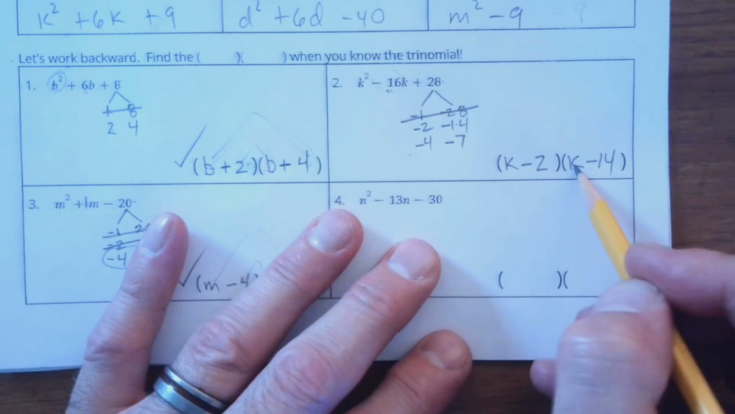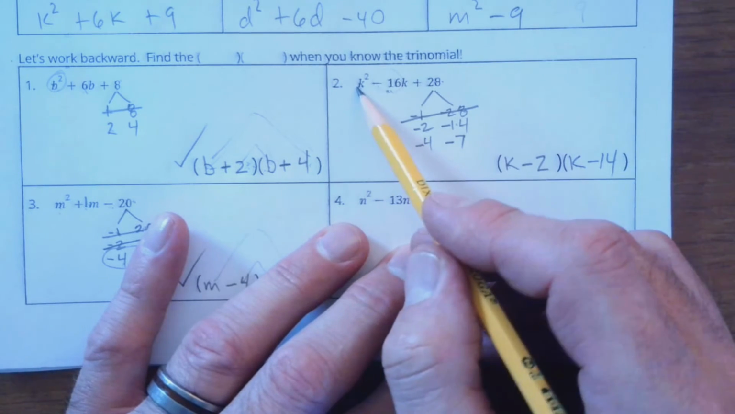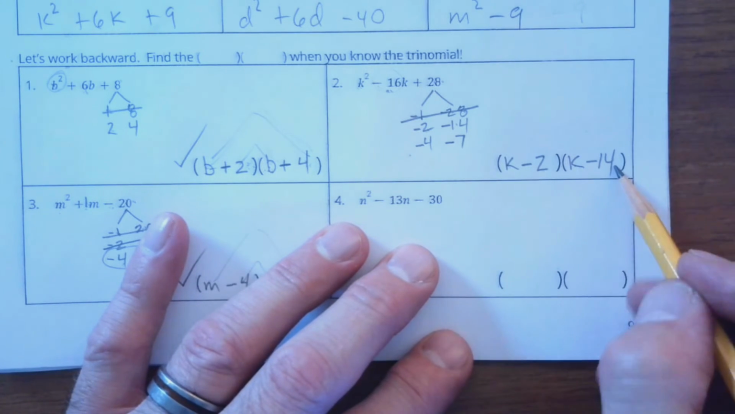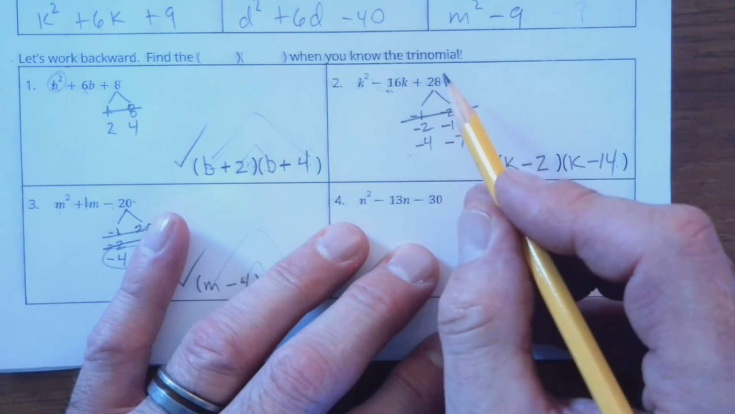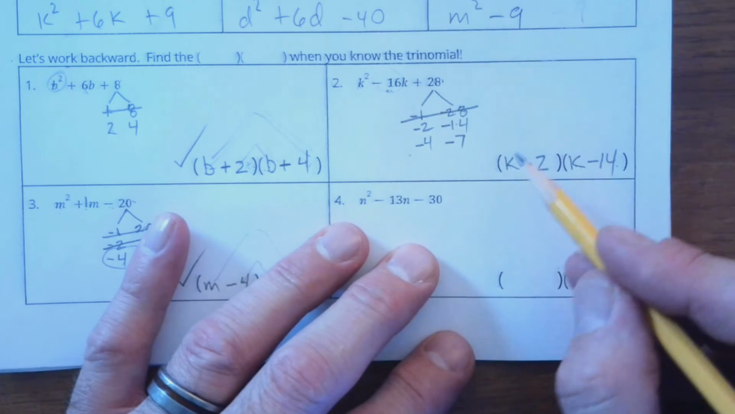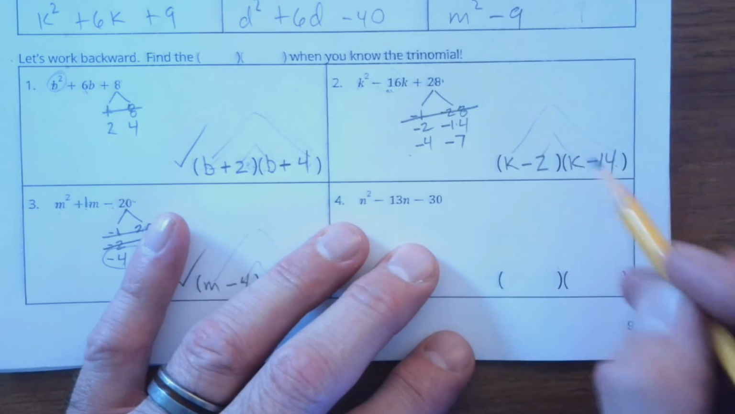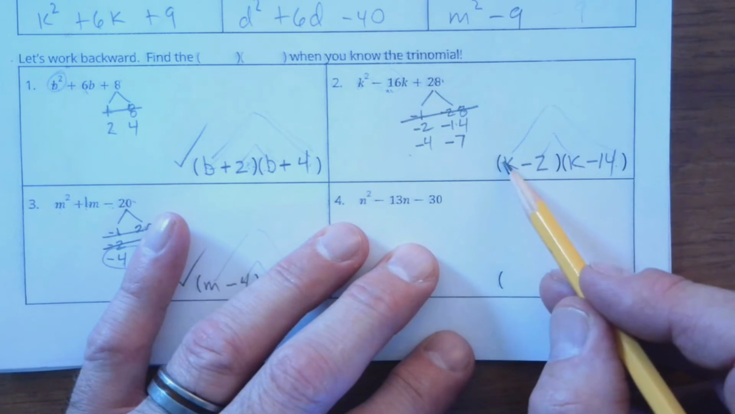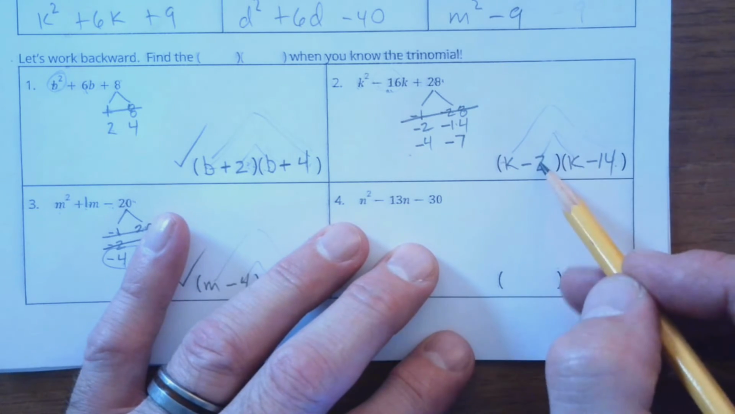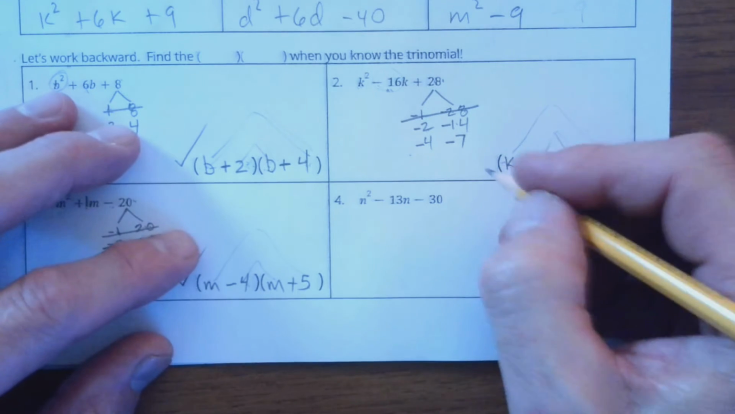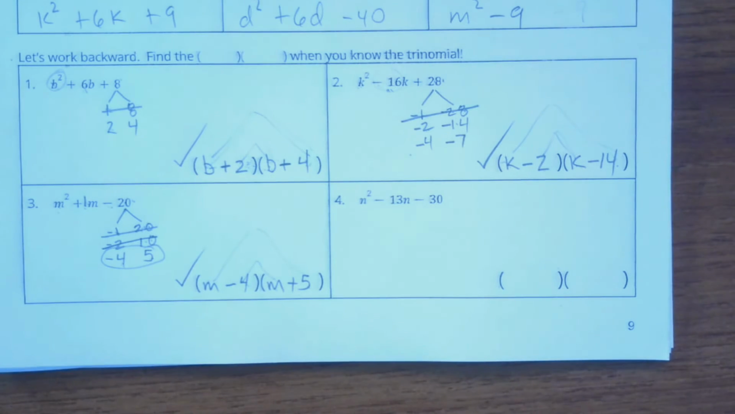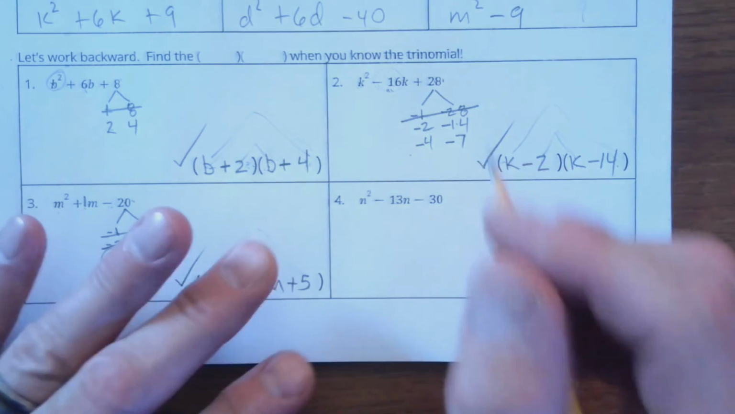K times k, the firsts are k squared. The lasts, negative 2 times negative 14 is positive 28. That works. And the outsides and the insides, negative 14k, negative 2k is negative 16k. Check. We did it right. All right, here's the last example before we call it quits.